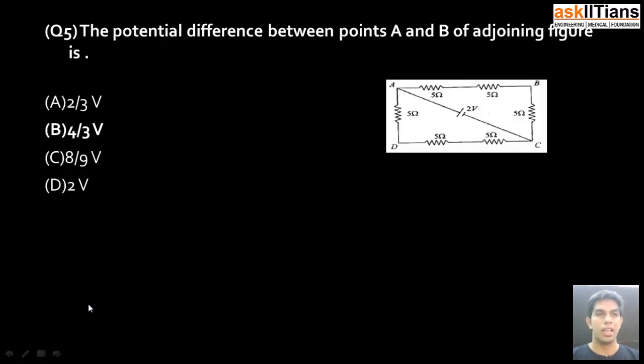It says, the potential difference between points A and B of the adjoining figure is. So here's my point A and here is my point B. To find out the potential difference between points A and B, I first need to find out the current flowing in branch A, B, C. So the current in the branch A, B, C is equal to potential difference across that branch, that is 2 volt, divided by the total resistance, that is 15 ohm. So I have 2 by 15 of an ampere flowing in the branch ABC.